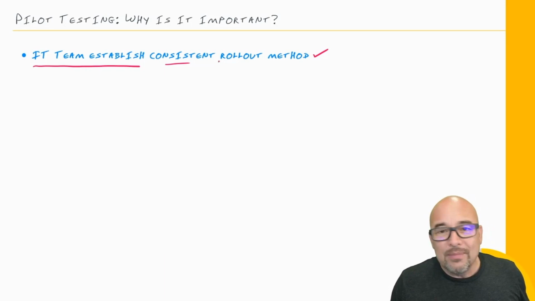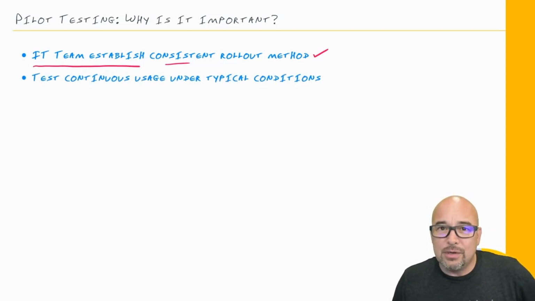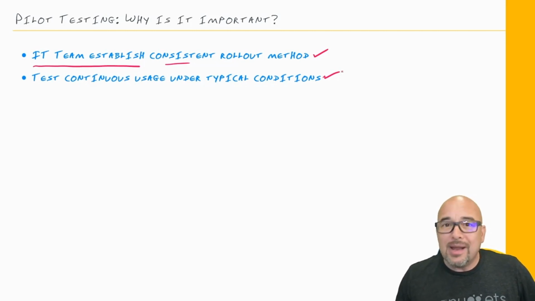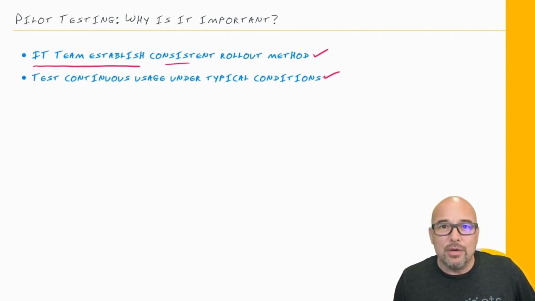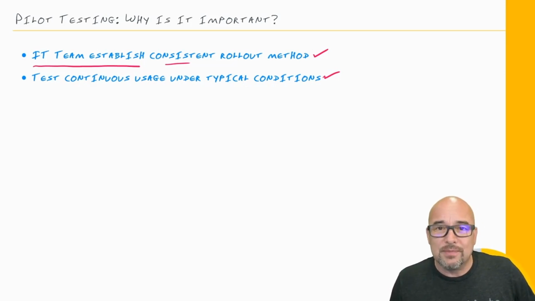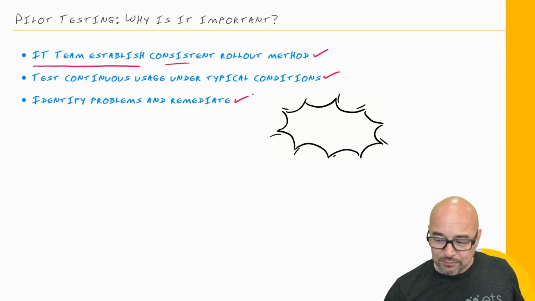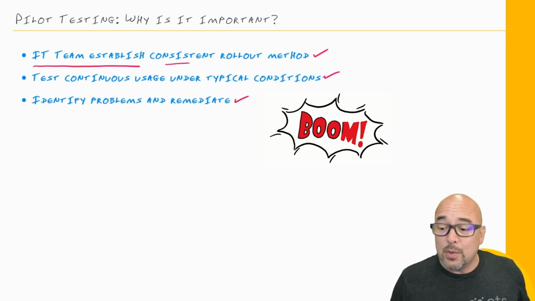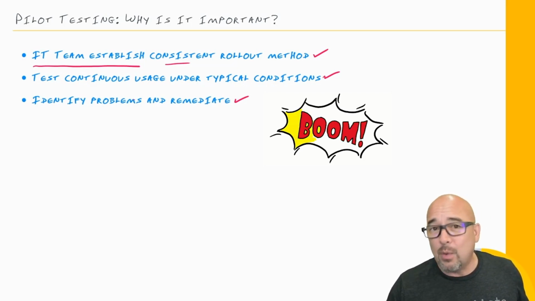The other thing you want to do is to test under continuous usage under normal, typical conditions for your users. You're going to have some buy-in with some of your users and some management approval as well, so that you can test these things out on certain users' computers. Then we also want to identify, of course, any problems that occur there. That's a big part of why we have a pilot test, so we can see what problems occurred and figure out what the solution is.